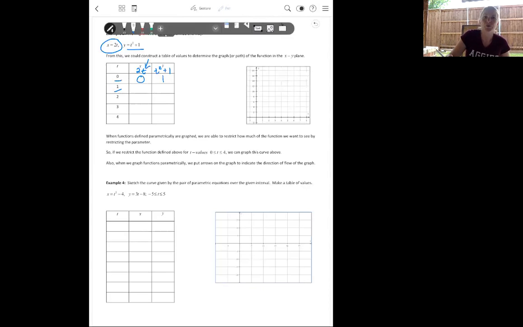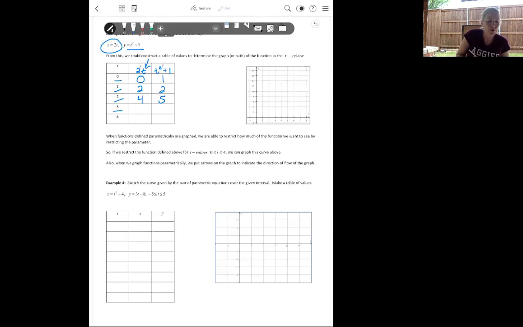Then we move to t equals 1. Plugging it in for the x equation, 2 times 1 is 2. Plug it in for t squared plus 1, we would have 1 squared plus 1. 1 squared is 1 plus 1 is 2. Taking the value of 2 and plugging it in, 2 times 2 is 4. But for the y value, 2 squared plus 1 is 5.